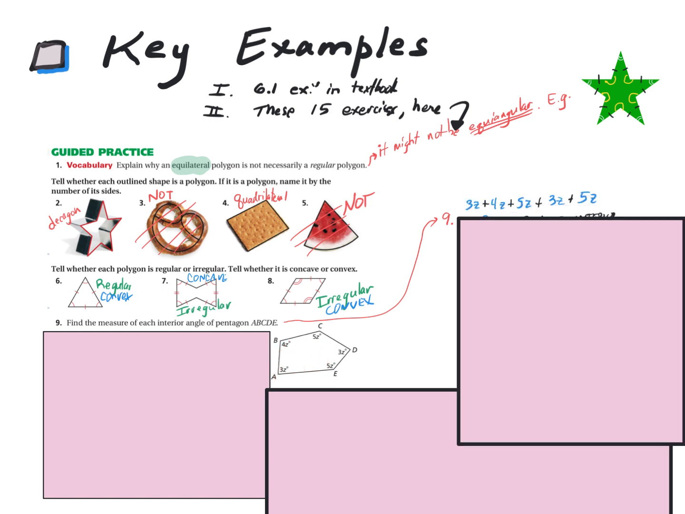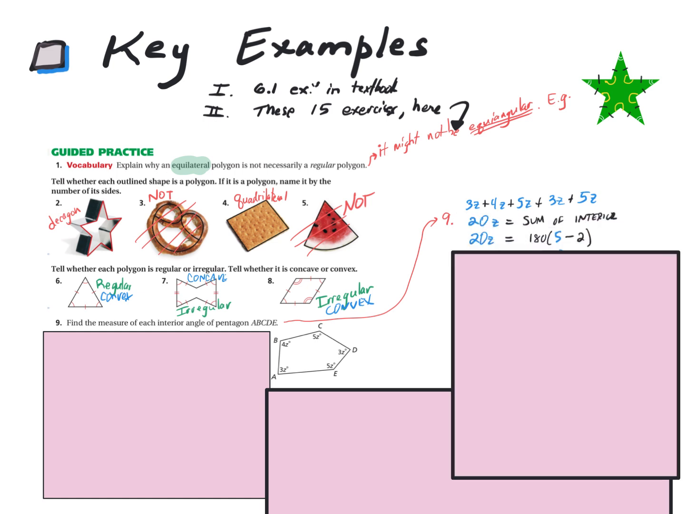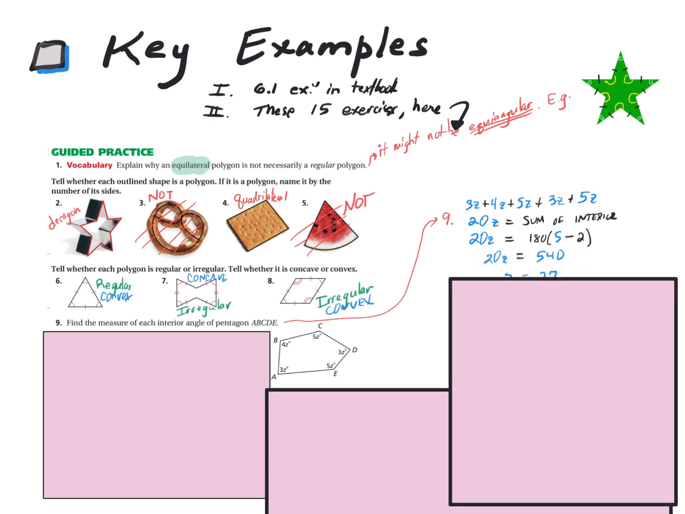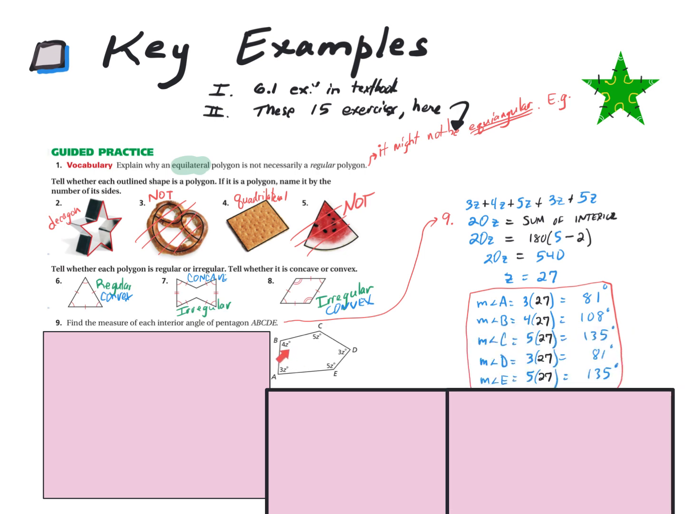Therefore, we know that the sum of these interior angles, we can add them all up, is equal to the formula for the sum of the interior angles of any polygon, which is 180 times the number of sides minus 2. This is a pentagon. You can count 5 sides, so n is 5. So all the interior angles added up together is 20z, and we know that it has to be 180 times the number of sides minus 2, which is 540. Therefore, z is 27, and then we can substitute 27 in for z to find the measure of each of these angles. And that's how you do number 9.